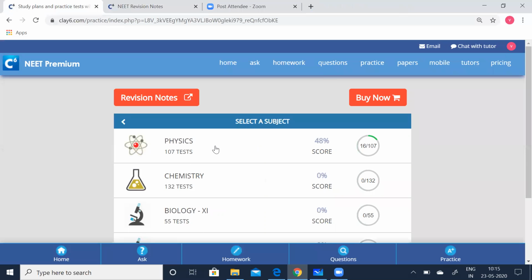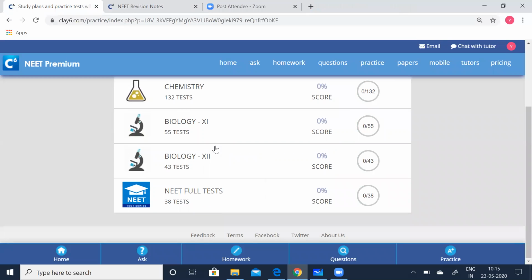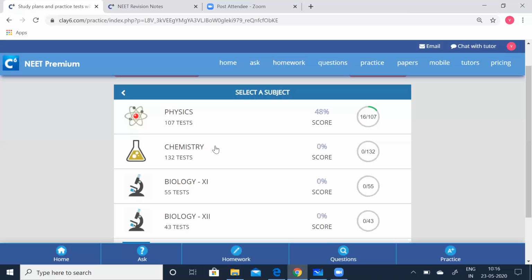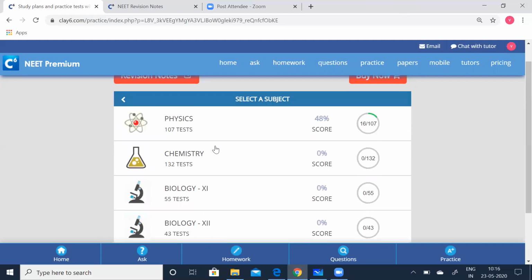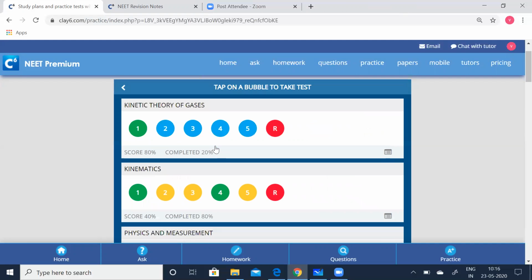So you have different tests for physics, chemistry, biology, and you have the NEET full tests also. Once you are thorough with all the concepts in all the 3 subjects, you can take the full length tests. You can take it any number of times. You have 107 tests here.